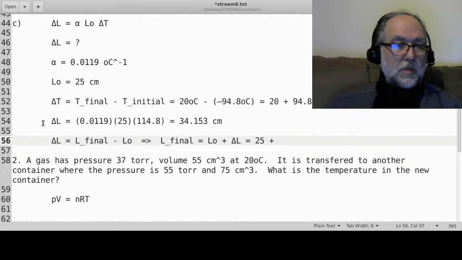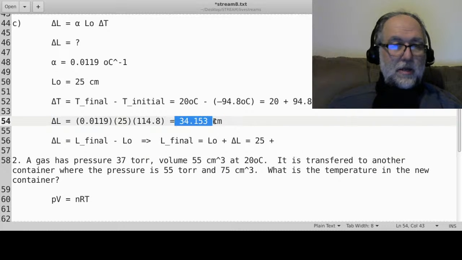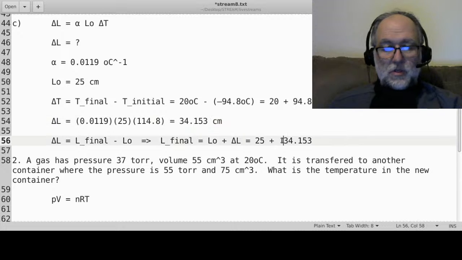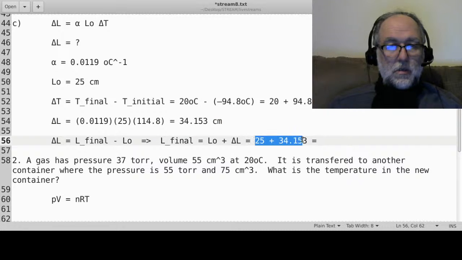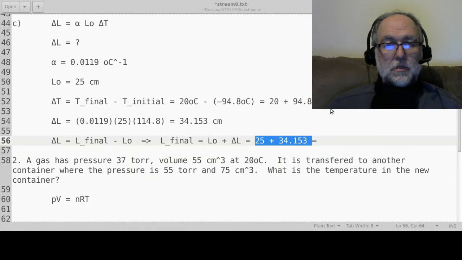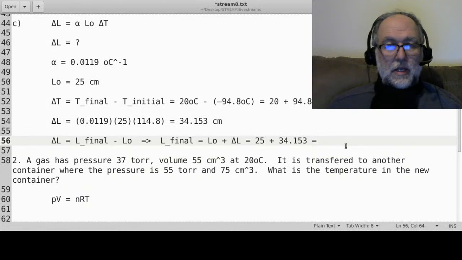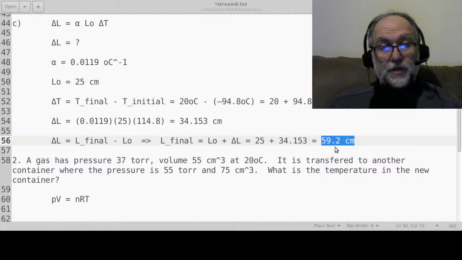How much did it grow? Well, we just calculated that. It grew by 34 point some decimals there. And what's that equal to? That is equal to, and I'm just going to round off to 3 significant figures. And there it is, to 3 significant figures. That's what you would actually read off of your thermometer. You would read that it has a length of 59.2.